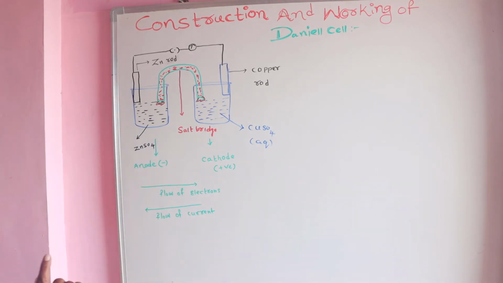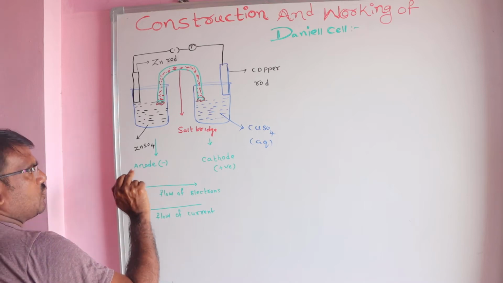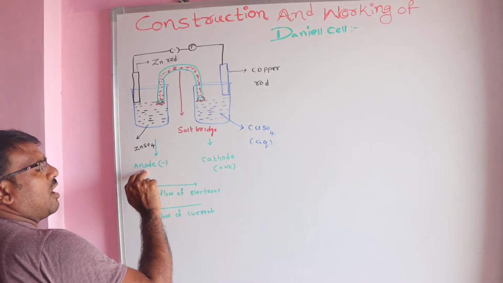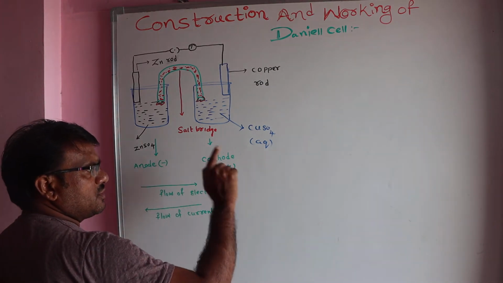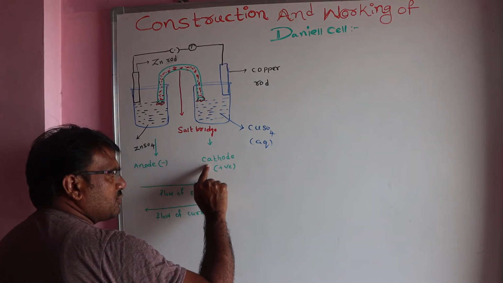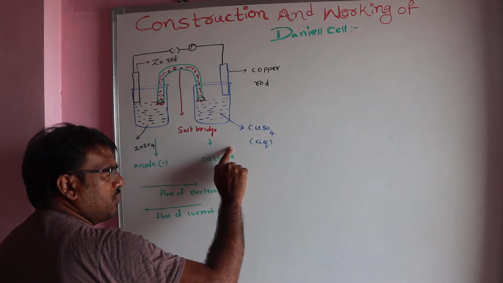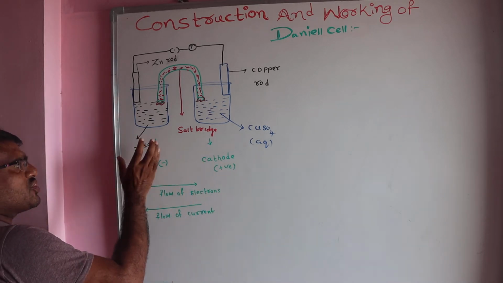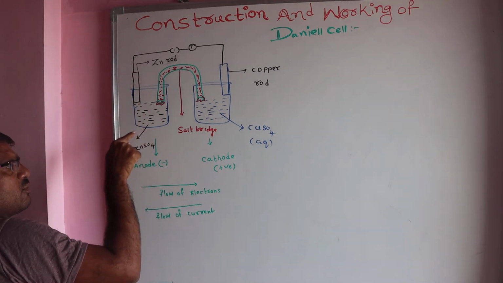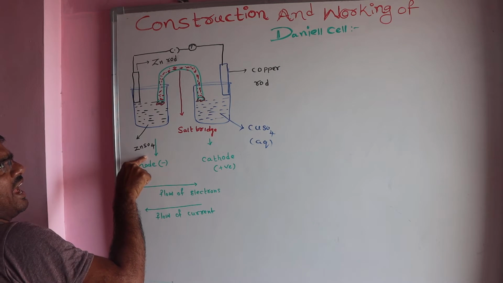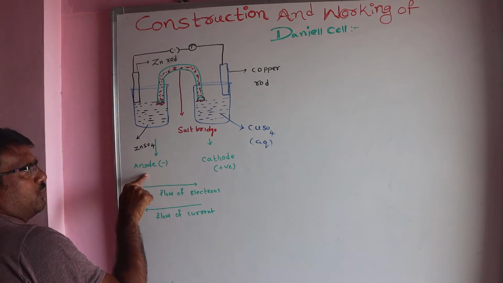Actually, the Daniell cell consists of two half cells. The first one is the oxidation half cell or anode, which is the negative electrode, and the second one is the reduction half cell or cathode, which is the positive electrode. Which can act as an anode? Let us see here. A zinc rod dipped in aqueous ZnSO4 solution can act as an anode.